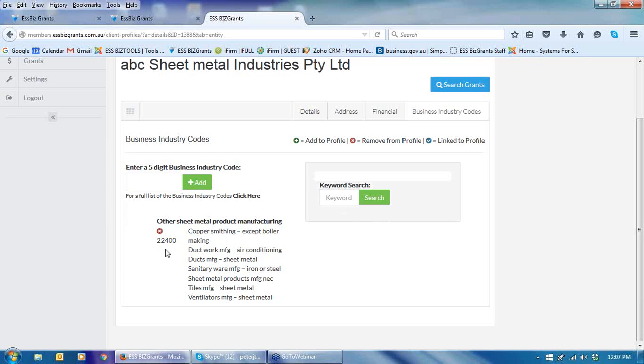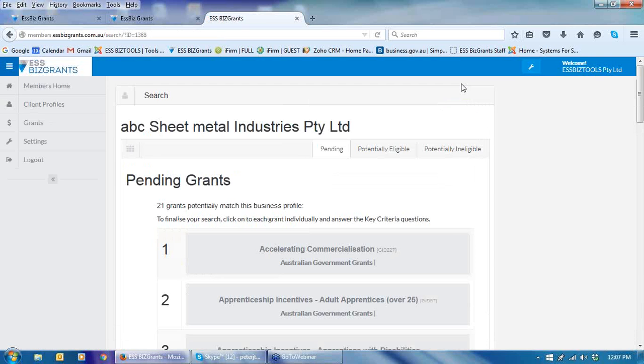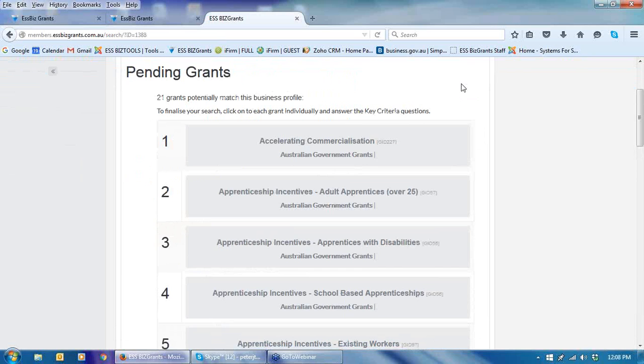There are other categories that could have come up, and you could nominate more than one category of engagement if you wished, but we've identified this one. So once you've done that, it is possible then to just move to search grants. And the system is saying that 21 potential grants have been identified.